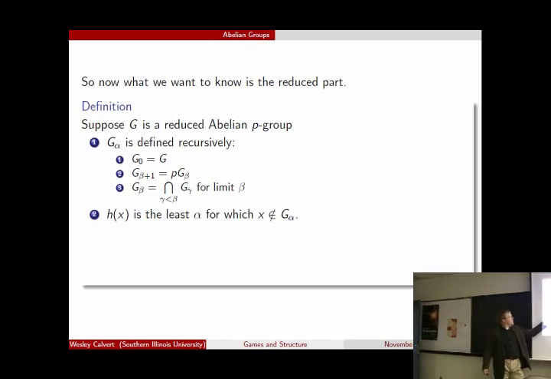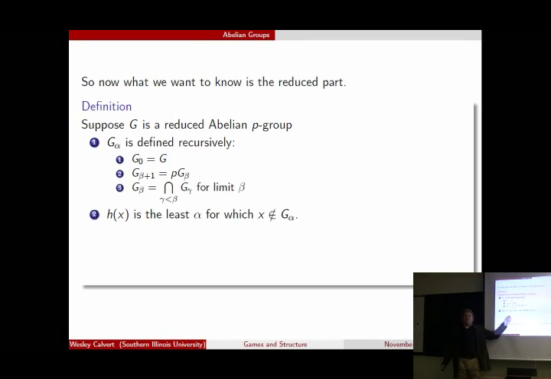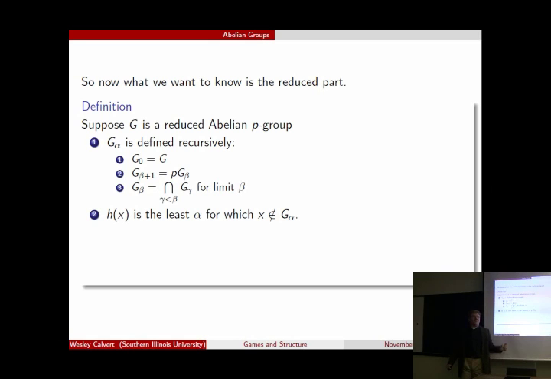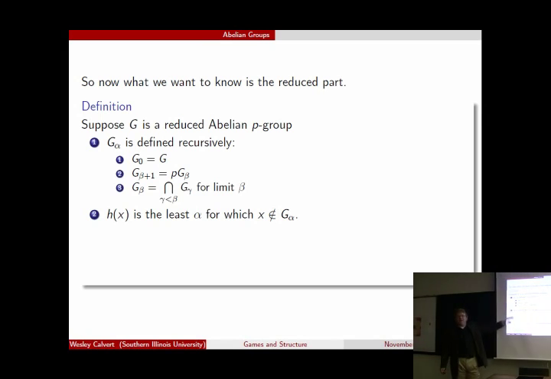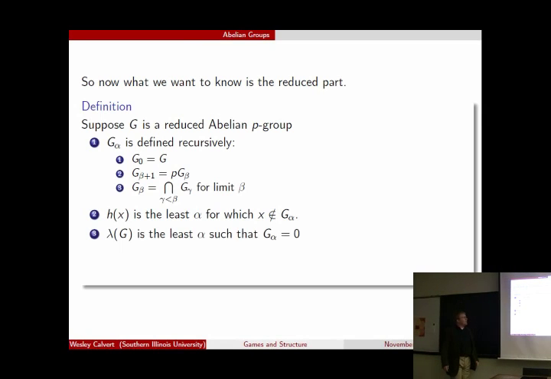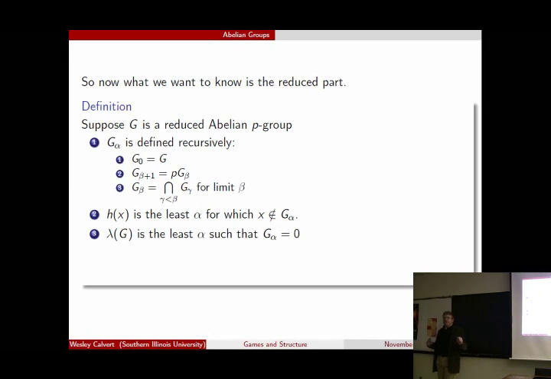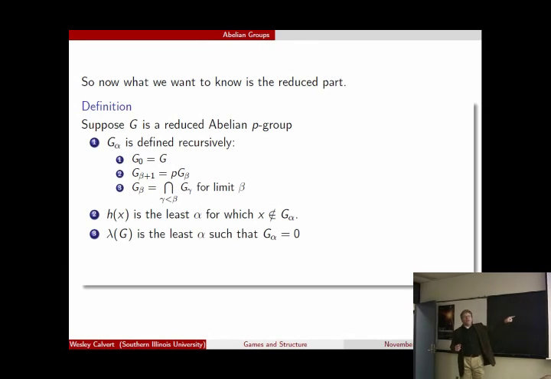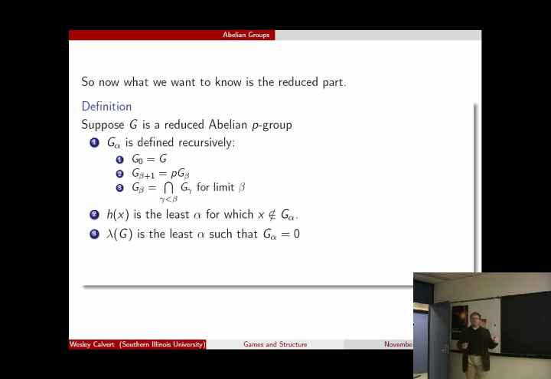For each element, you can track the stage at which it drops out. And each element, if it's a reduced group, is eventually going to drop out at some point. That we call the height of the element. And eventually, since it's a countable group, everything's going to drop out. And that we call the length: how long this system keeps going before you get down to nothing.